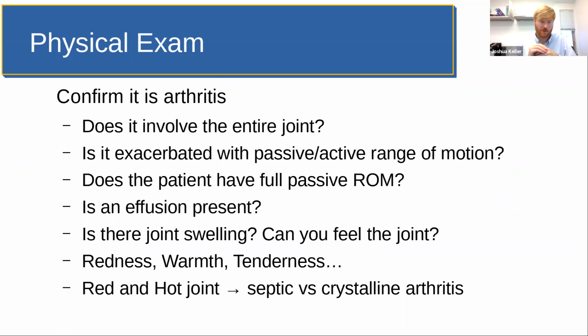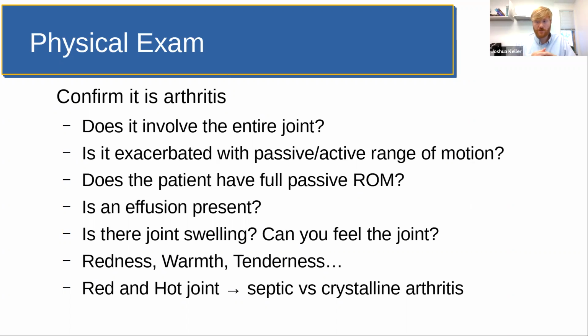So a good thing to put in your note if you want a rheumatology consult would be, unable to palpate joint line. That really is a good indication to us that there is joint swelling or an effusion.